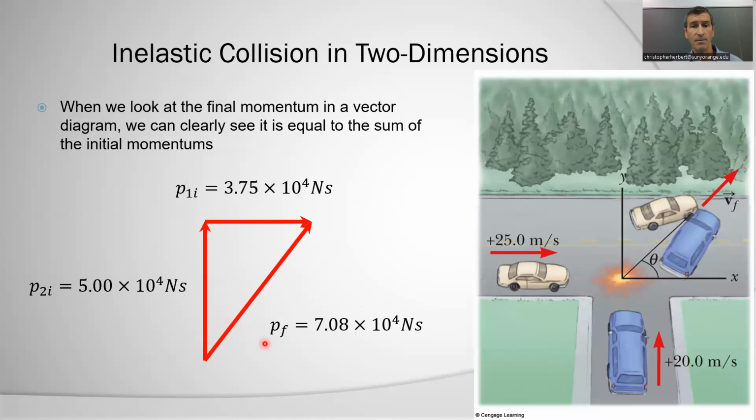Again, looking at the vectors before and after, here is the vector for momentum in the x direction. Here's the vector for the momentum in the y direction. If we add this vector to this vector, we get a final vector that equals my momentum after the collision. What's important to note here is this final momentum is actually also the initial momentum. This vector right here at a 53-degree angle, I believe it was, at 7.08 times 10 to the 4 Newton seconds was the momentum of both vehicles before and after the collision.